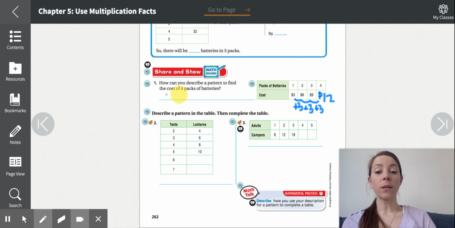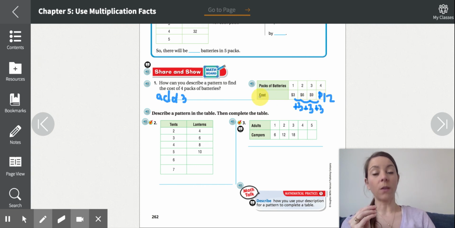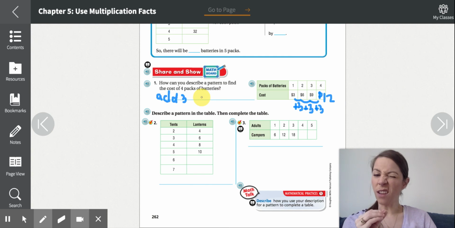So now I need to describe that pattern. Remember, I don't want you to say count by 3. I want you to say add. So add 3 is one possible pattern. And then what are we adding 3 of? I need to be specific. So what is this column talking about that I keep adding 3 of? Go back over, it's the cost. So I don't say add 3 cost. How do we count costs? We count them with dollars. So you add $3.